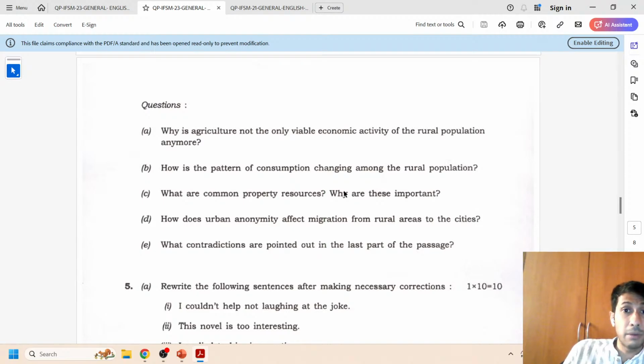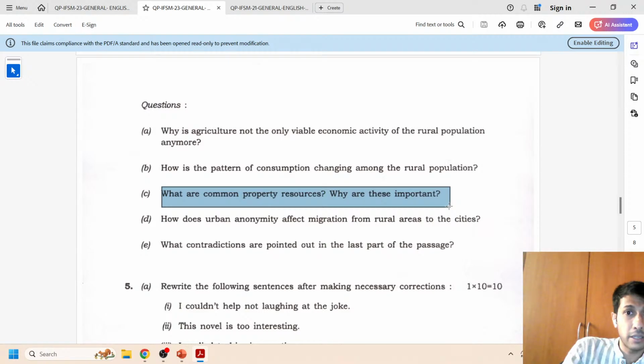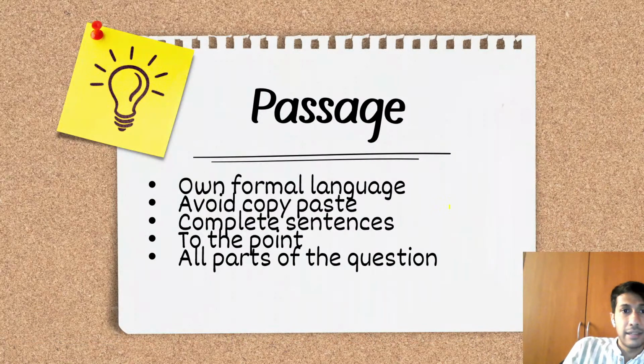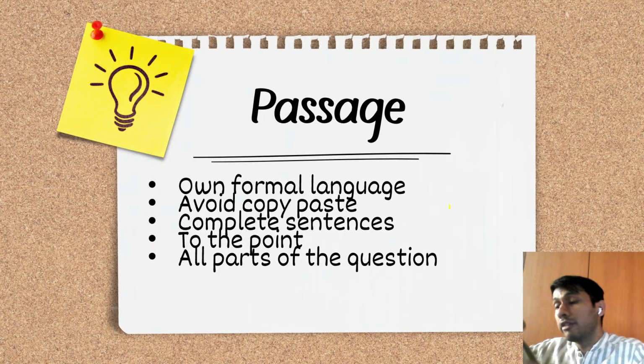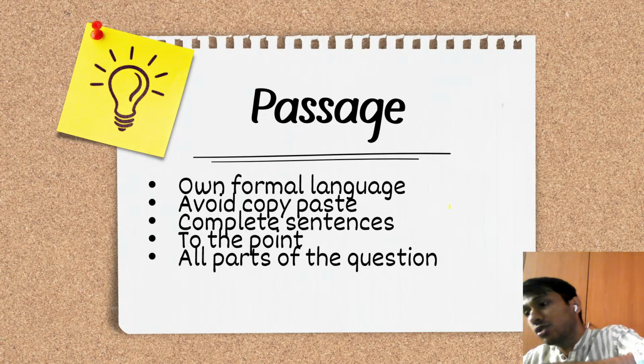Also remember, if there are two subparts of the question, for example, here there are two subparts. What are the common property resources? Why are these important? Both are addressed in the same answer. And there will be spaces given. Ensure you finish the answers in the spaces. Very simple, to the point means do not over elaborate anything. Address all the parts of the question and do not, for whatsoever reason, use the general knowledge you might have. You have to just use the information that is given in the passage to answer.